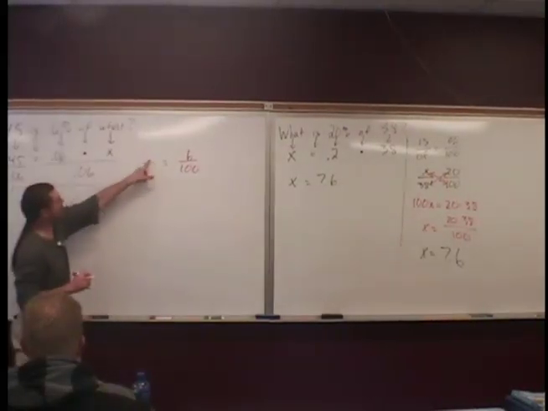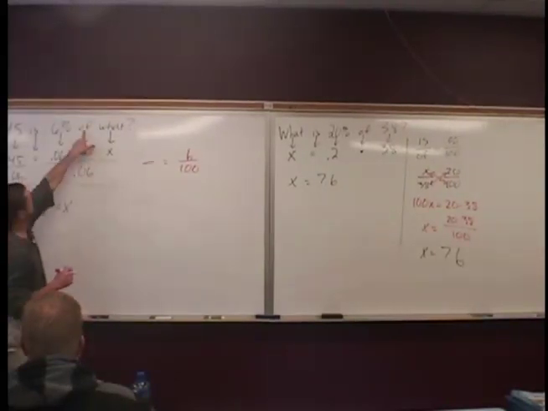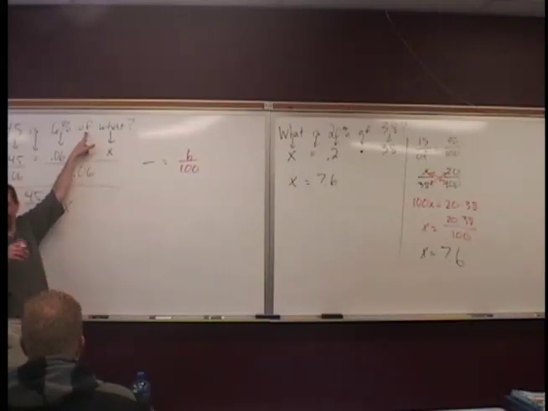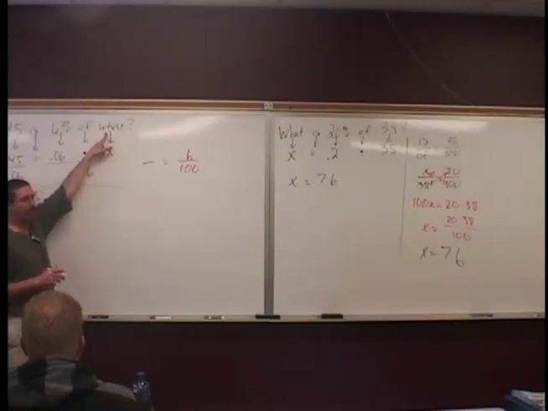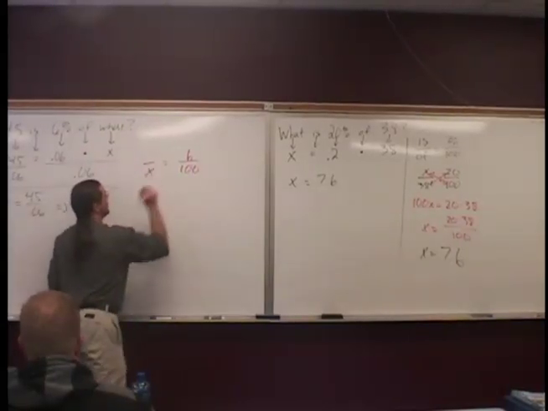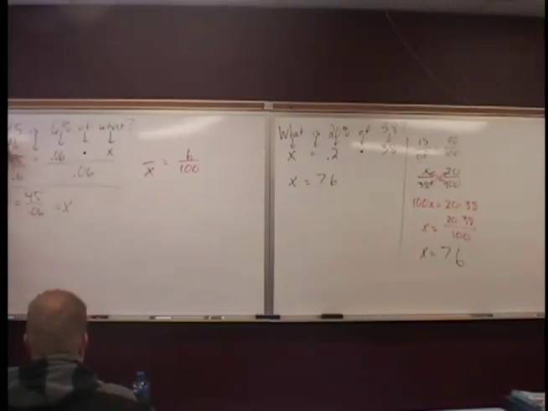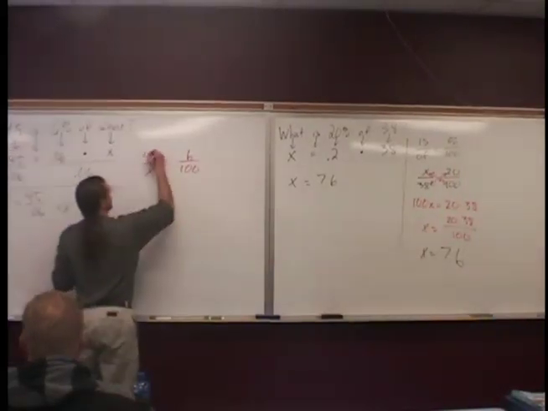Now, is goes on top, of goes on bottom. I always like to go to of first, folks, because of is a preposition, which means the object of it is always after it. So go to the word of. What follows the word of? What? So put where of is the letter x. And then what's next to the word is? 45.